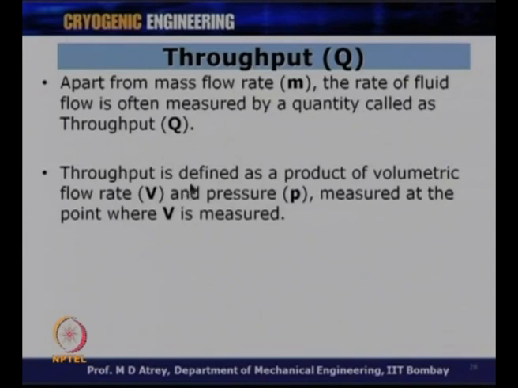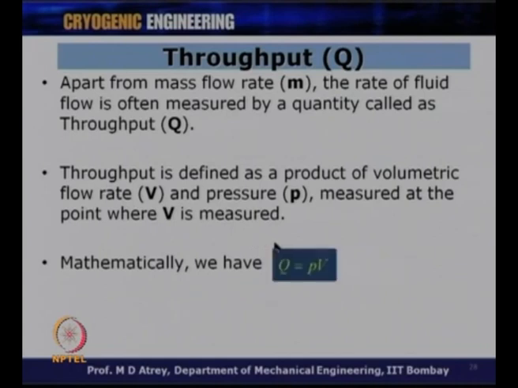The throughput is defined as the product of volumetric flow rate V dot and pressure measured at the point where V dot is measured. Wherever we are measuring mass flow rate or volumetric flow rates, at the same place we will measure pressure also, and pressure multiplied by that volumetric flow rate will give what is called throughput, and therefore, it will have units of pressure as well as volumetric flow rate. Mathematically, Q is equal to P into V dot.